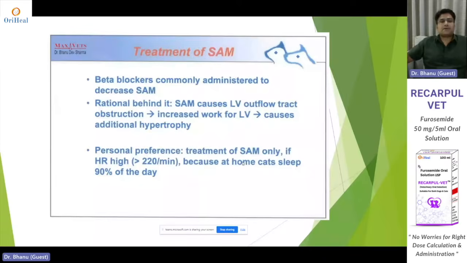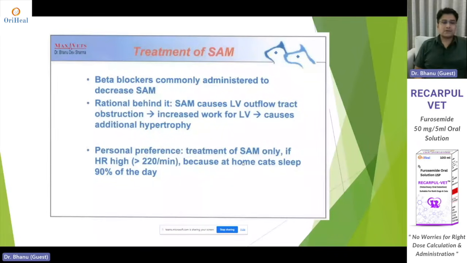Treatment of SAM, as I had just mentioned, atenolol can be used, but speaking very personally, from my personal experience, I generally don't use atenolol. Only if the heart rate is going to be very, very high constantly and consistently. If the heart rate is going to be higher, let's say, than 220 to 230 per minute, in those cases you have to slow down the heart rate and you use atenolol. Because if you don't, then this fast heart rate with presence of SAM is going to cause more and more hypertrophy of the left ventricle at a very fast pace.